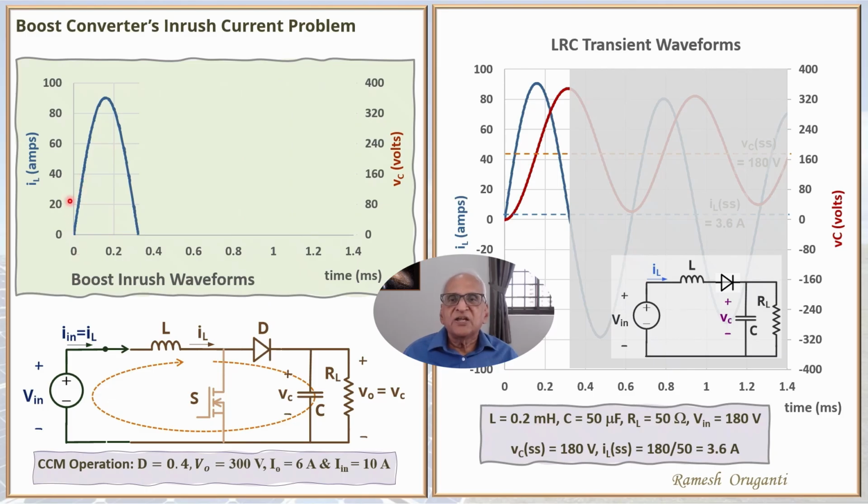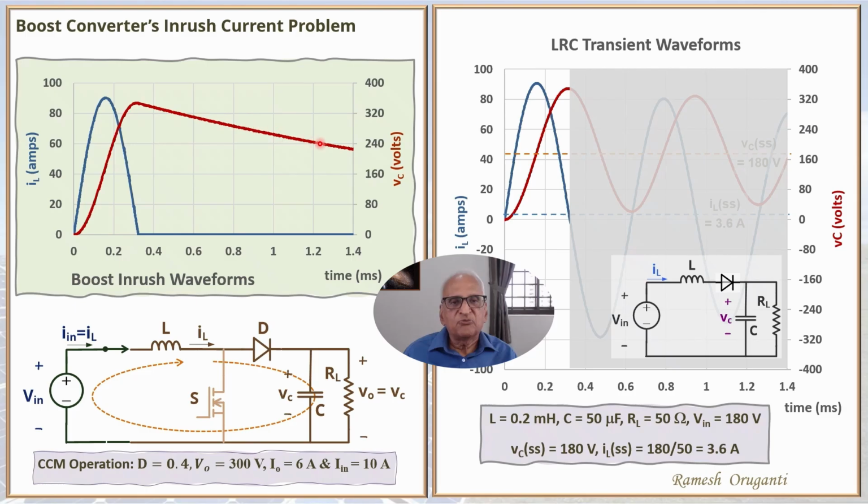Notice that the simulated inductor current waveform of the boost converter is identical to that of the LRC transient waveform. The capacitor voltage also likewise is the same. At this time point, the capacitor is left with around twice the supply voltage, around 340, 350 volts, and the diode is off. So the capacitor will discharge into the load resistance and it will exponentially decay as shown.